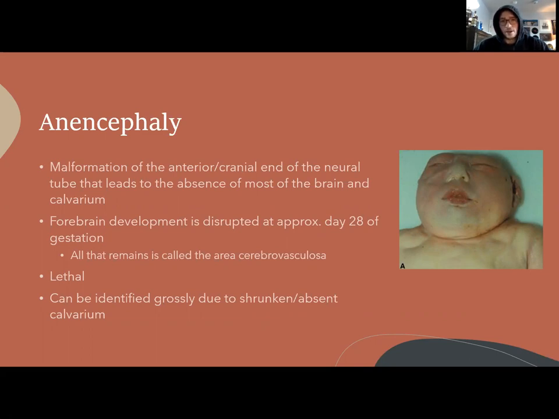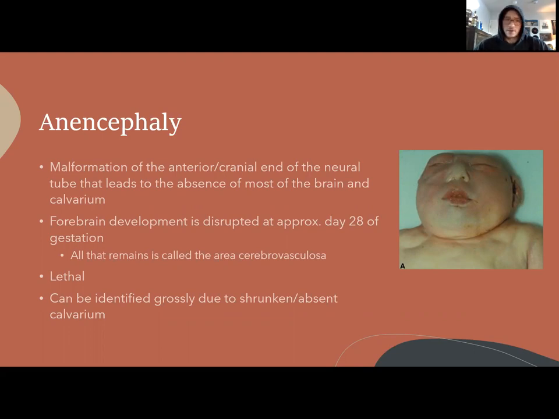And if you have that forebrain development being disrupted at the same time, it's going to lead to the lack of development of those neural structures. Any neural structures that do remain are referred to as the area cerebrovasculosa. Anencephaly is lethal, and it can most of the time be diagnosed prenatally, and the pregnancy will be terminated. And a useful, fun little side note, this is one of the few forms of abortion that actually has been sanctioned by the Catholic Church under John Paul II.